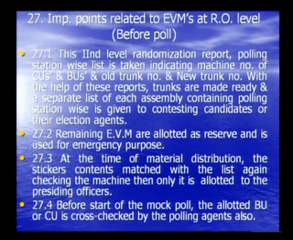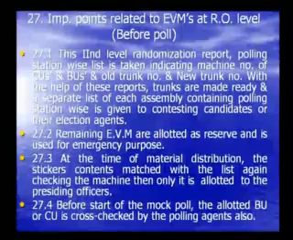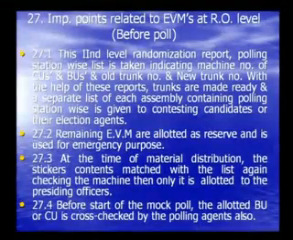So basically this EVM randomization part is over by this time, but there are certain points we should keep in mind. In this second level randomization report, a polling station wise list is taken indicating machine numbers of CUs, BUs and old trunk numbers and new trunk numbers. With the help of these reports, trunks are made ready, and a separate list of each assembly containing polling station wise details is given to the contesting candidates or the election agents. Remaining EVMs are allotted as reserve and used for emergency purposes. At the time of material distribution, as I mentioned earlier, the stickers are matched with the list, checking the machine again, and only then is it allotted to the presiding officers. Before the start of the mock poll, the allotted CU or BU is cross checked by the polling agents also.